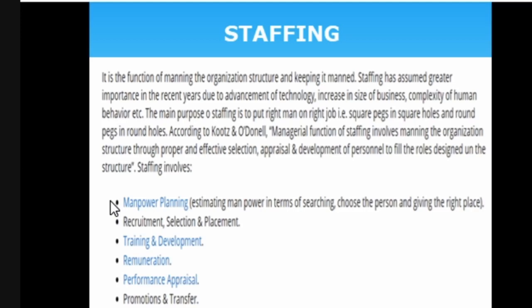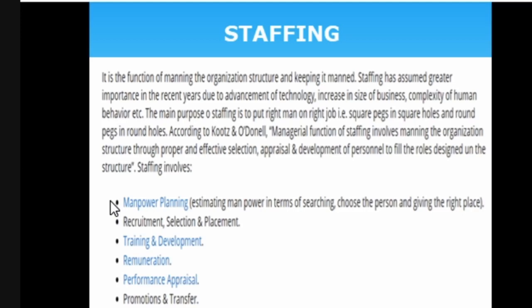And after placement, you have to give training and development. So this is what we are doing. You are being trained in this aspect. And remuneration is the wage system, okay, whether you are giving wages based on the time spent or the work done, what is the remuneration given.